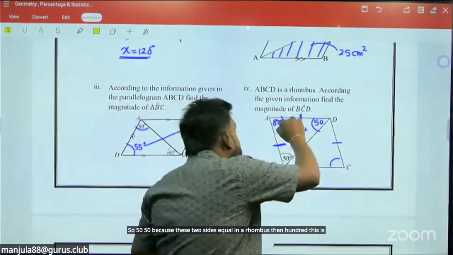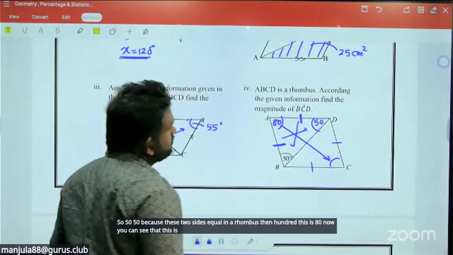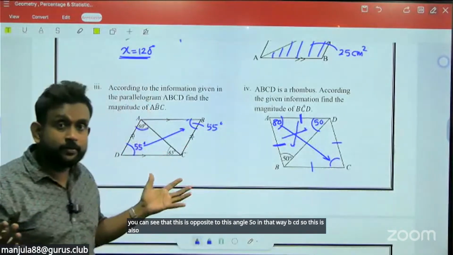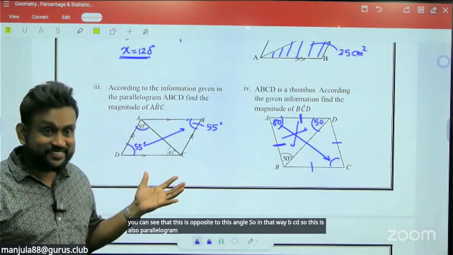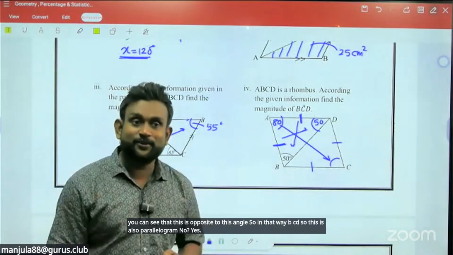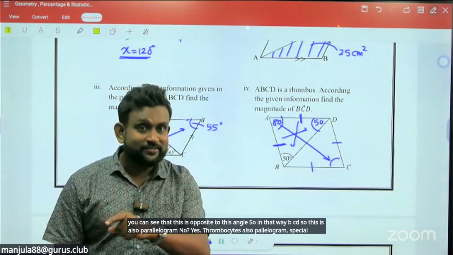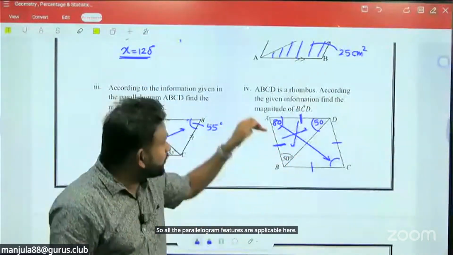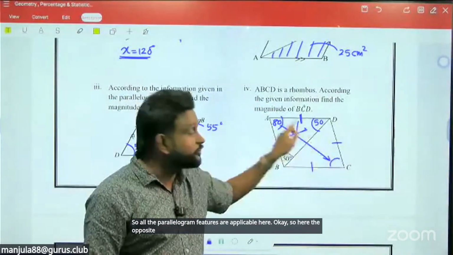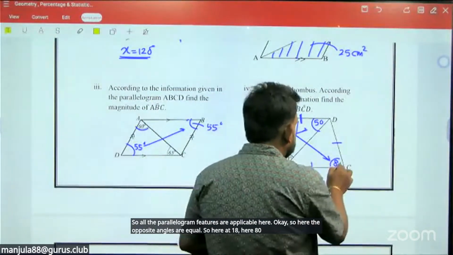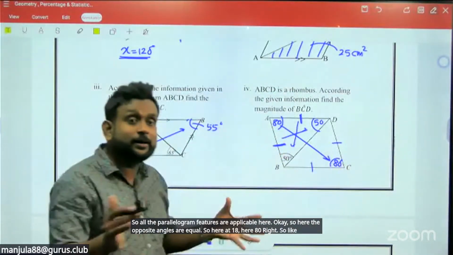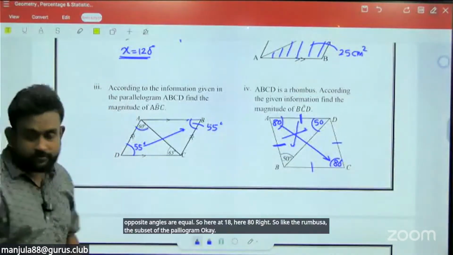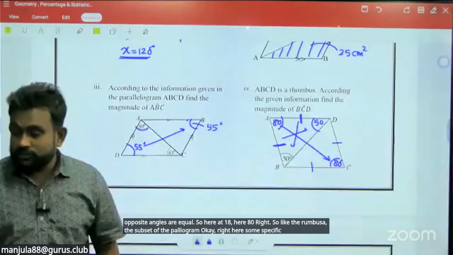Now you can see that this is opposite to this angle. So in that way, BCD. So this is also a parallelogram. Yes, a rhombus is also a parallelogram, a special parallelogram. So all the parallelogram features are applicable here. So here the opposite angles are equal. So here 80 means here 80. So the rhombus is a subset of the parallelogram. Some specific features are for the rhombus. That's the difference.